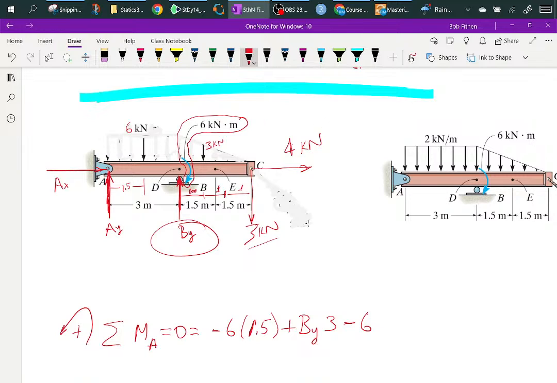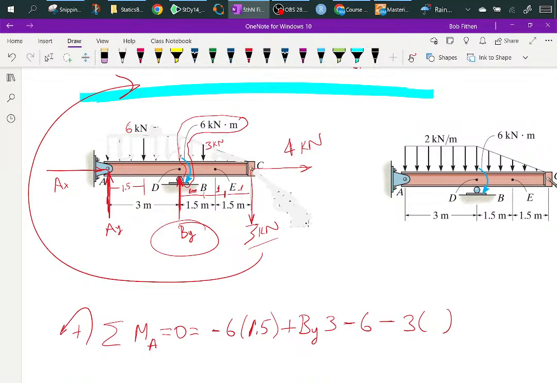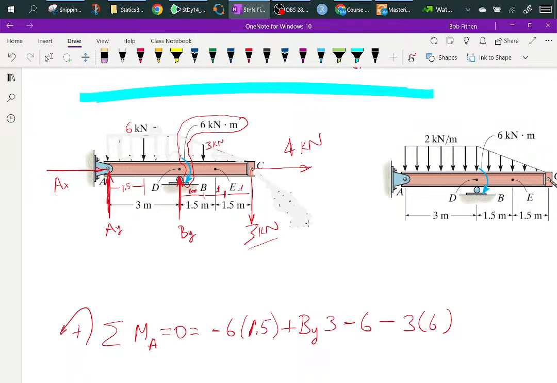But that one does. And it's 3 over. And it's producing a moment going that way, which is not in the positive direction, meaning that's the minus. It's 3 times 2, which actually is 6. So in other words, 3, this, and that gives me 6. And I think that's it.